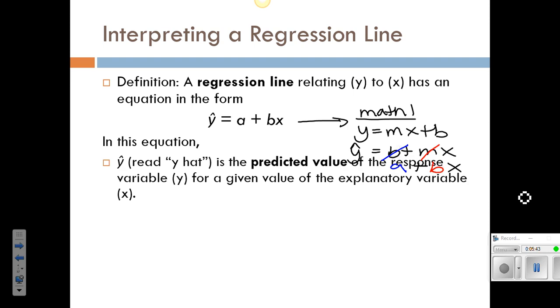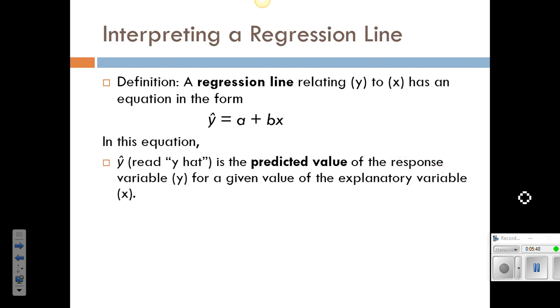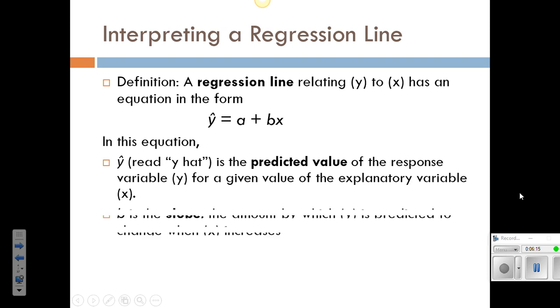All right, so this y hat, as you've already picked up, is going to be the predicted y value. Basically, it's going to be a guess at what the response variable value will take given a specific x value. So if x is 10, what's the predicted y value? If x is -5, what's the predicted y value? That's what y hat's going to be. It's not going to be the actual y value of the data point. It's going to be what you predict it to be.